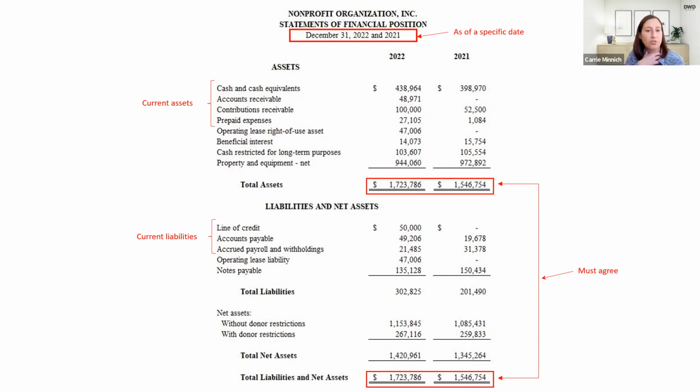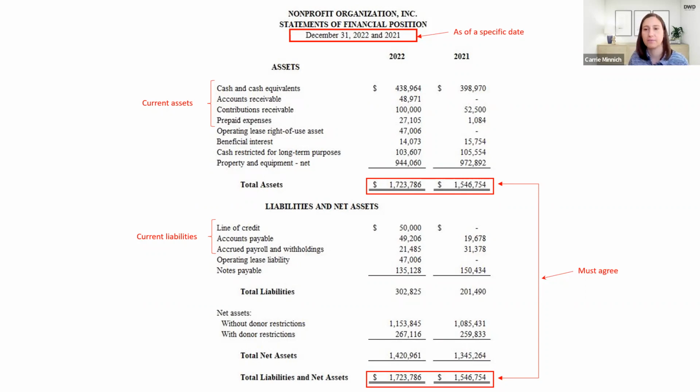If that without donor restrictions is negative, that means the organization has borrowed against its restricted money. So that means that money that has come in where the donor has said that it is for a specific purpose, those funds have actually been used to fund operations, and that's not good. We want to make sure that doesn't happen. So we want to make sure that without donor restrictions is larger than with donor restrictions, and also that it is positive.